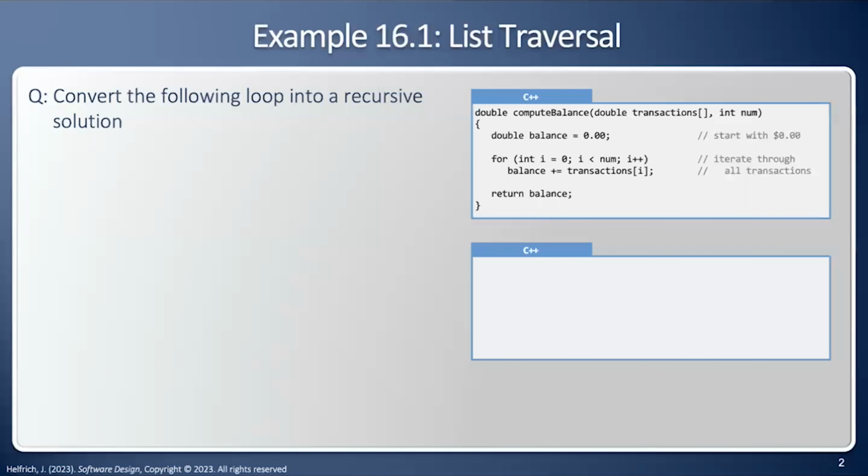Here I have a collection of transactions, and I want to find the balance, which means I'm going to iterate through all instances of the transactions array and sum up the balance. Well, how can we solve this recursively?